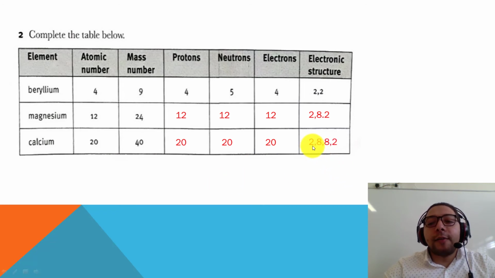So over here we have first energy level 2, then 8. These are overall 10. Then we still have 10 more. We place 8 in the third energy level. These are 18. We're going to have 2 leftovers to be placed in energy level number 4.